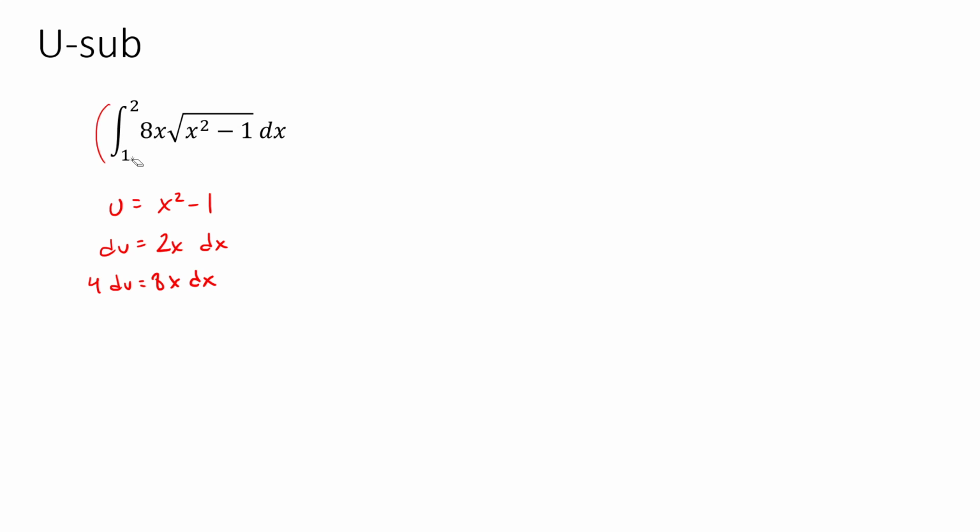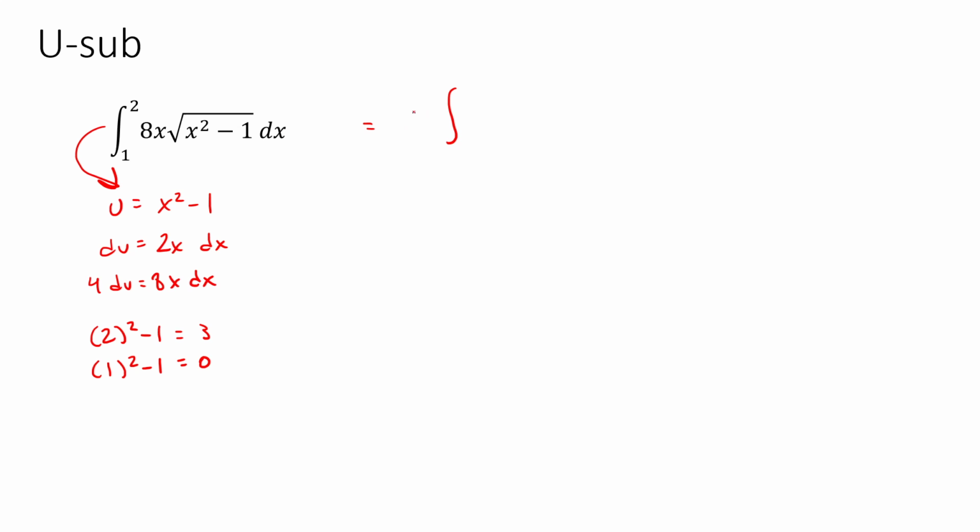So you don't have to do this. You could wait until the very end and plug in your x's and then just use 2 and 1. But I think it's just easier to get your bounds at the beginning. So, okay, especially since in this case they work out fairly nice. You end up getting 3 and 0. Okay, so you're changing your x bounds into u bounds by plugging them into the u formula. Okay, now you're going to set up your integral.